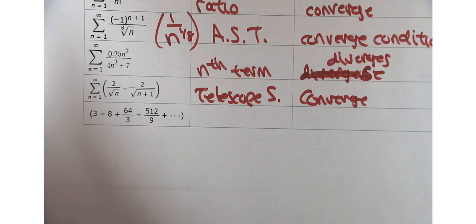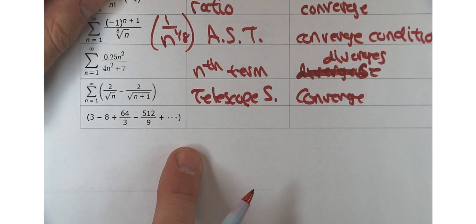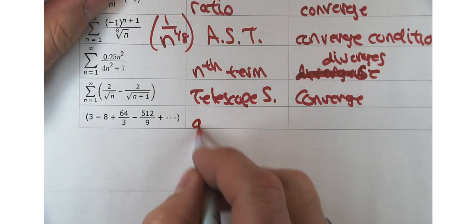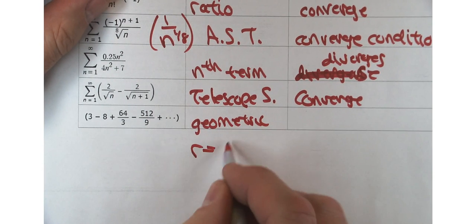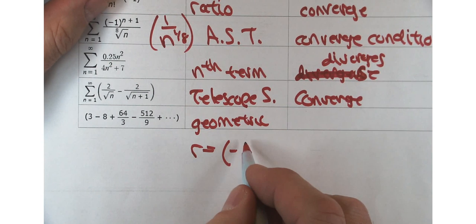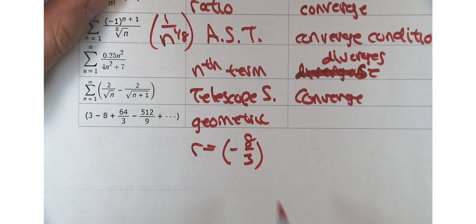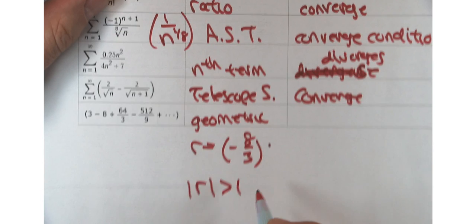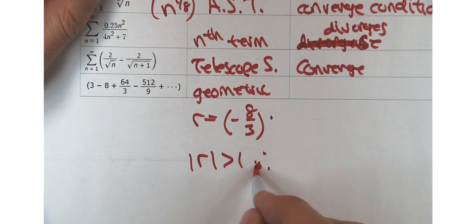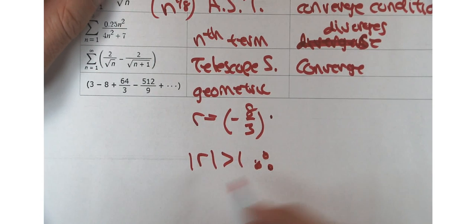A lot of these have a couple answers that I would accept. What's one of them? All right, geometric. What's R in this case? Has a negative in it. Negative 8 thirds. And that is greater than 1. Therefore, diverges.